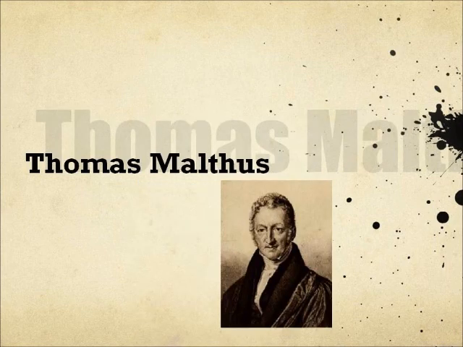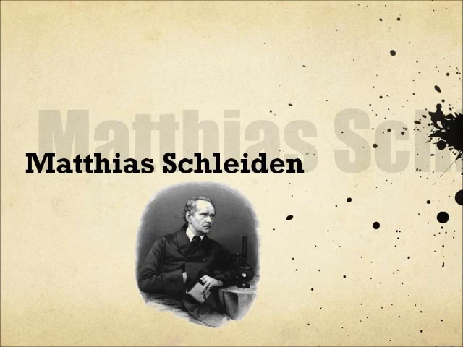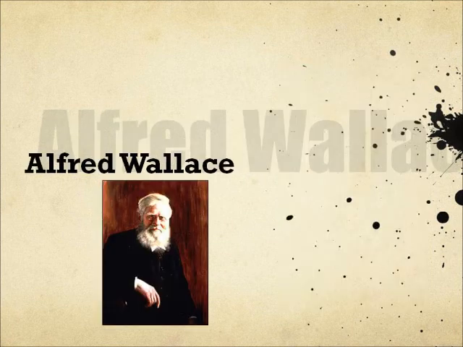Thomas Malthus wrote a book on population. Charles Lyell was a uniformitarian. Matthias Schleiden contributed to cell theory. Charles Darwin developed the theory of descent with modification. Alfred Wallace was a contributor to the theory of evolution.